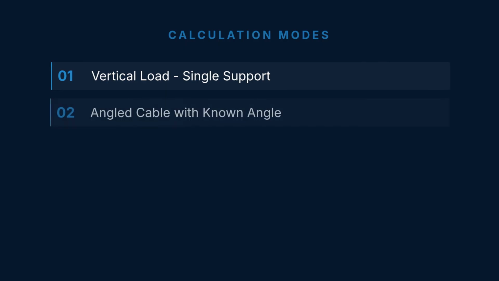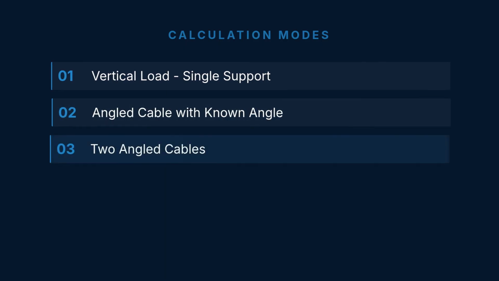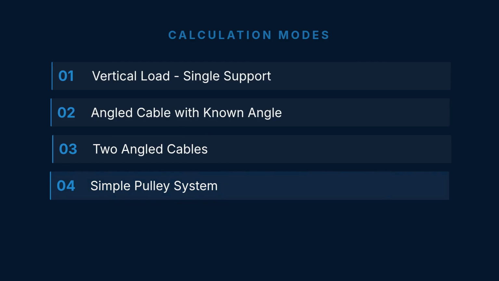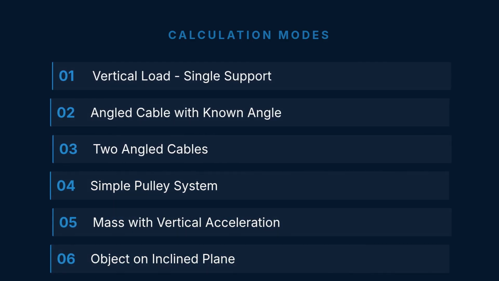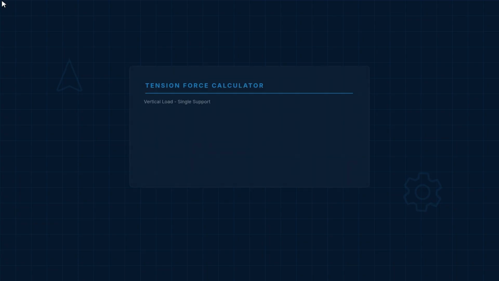Vertical load, single support, angled cable with known angle, 2 angled cables, simple pulley system, mass with vertical acceleration, and object on inclined plane. For this demonstration, I'm using vertical load, single support.